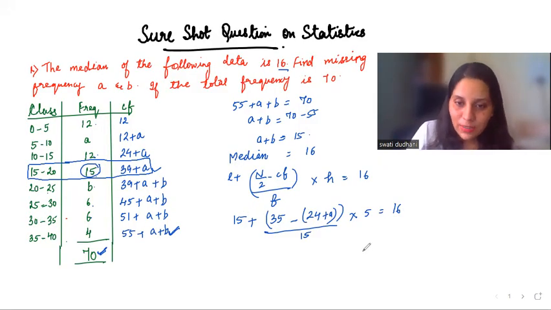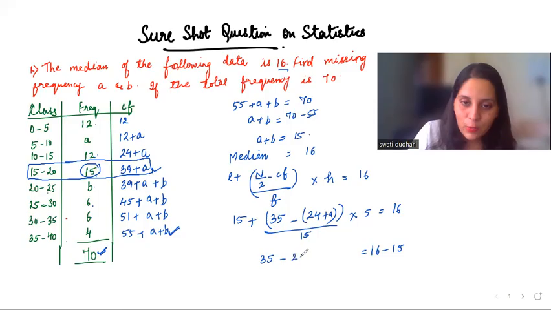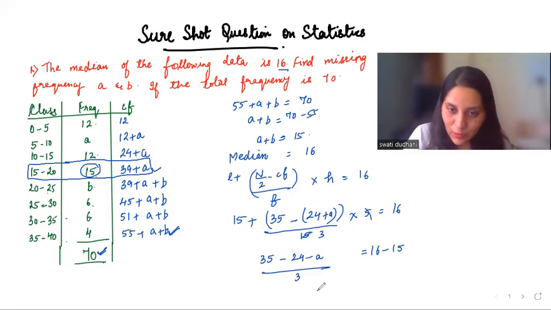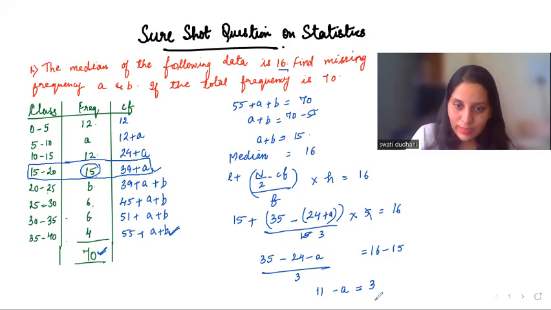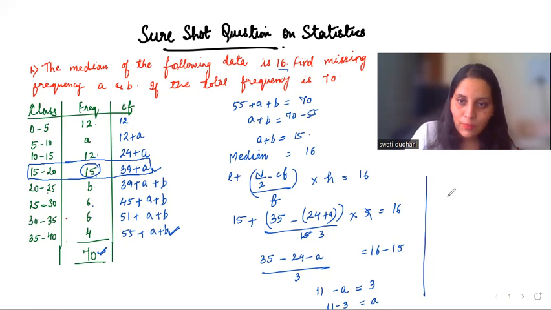Now this 15 can be transposed to the other side. I get 16 minus 15, and you can open up the brackets: 35 minus 24 minus A. Now I can reduce 5 ones, 5 threes divided by 3. So 35 minus 24 is 11 minus A is equal to 16 minus 15, which is 1. When I transpose the 3, it is going to multiply. 3 into 1 is 3. So here we get A is equal to 11 minus 3. From this, the value of A is equal to 8.